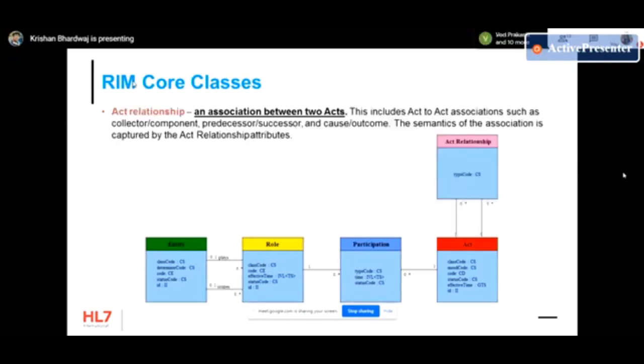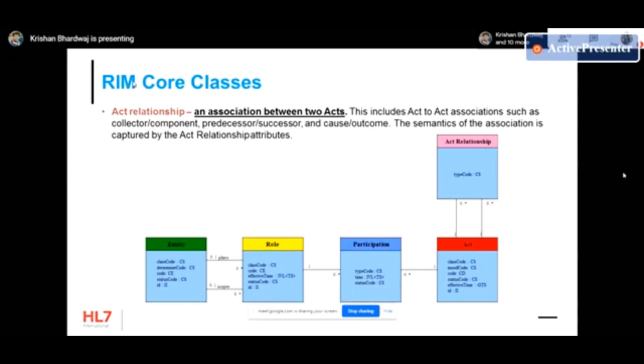Now it is also possible that there can be several acts together. There can be a predecessor and a successor act, a cause and outcome act, or a collector or component act. For example, if the patient's condition is improved, the doctor will ask for the discharge of the patient. So the act discharge will depend on the stable condition of the patient. Stabilizing the condition has a lot of acts involved in it.